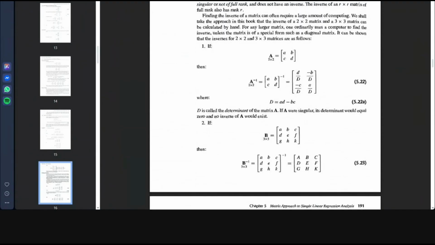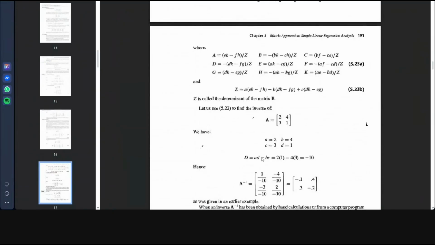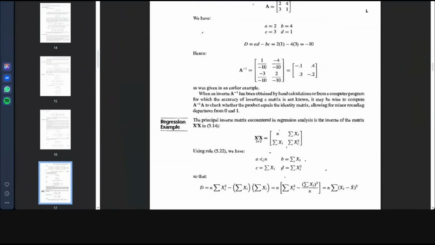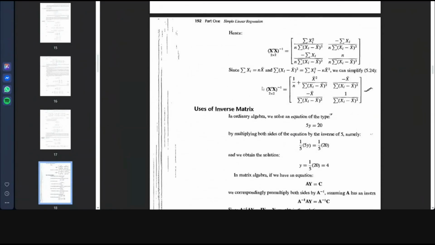All right. I will not require you to do 3 by 3 inverses in class for exams and stuff like that. It's quite tedious. We'll always use software to get those. An important thing that I want you to look at is the X prime X matrix inverse. Again, this is a famous one that we will be using in future. All right, the X prime X inverse matrix, but more about that later.